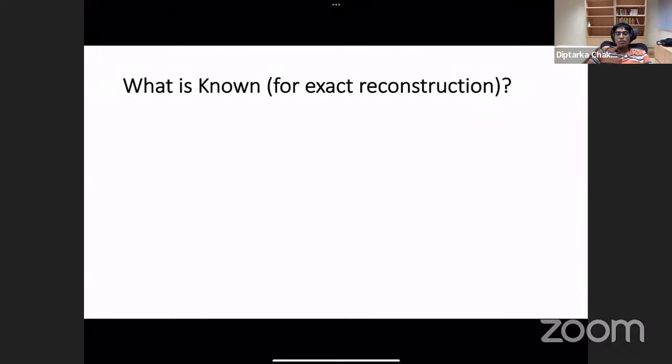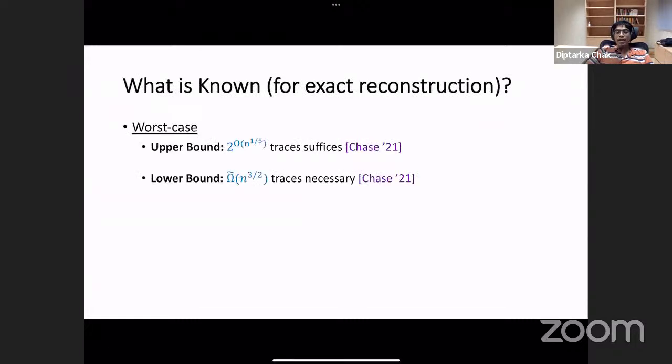Now, what is known? I mentioned that there is already a long line of work on it. All of this work actually considers exact reconstruction, meaning the unknown string is to be reconstructed exactly, not even a single error. For that version, exact reconstruction, the current upper bound for the worst case is exponential: 2 to the n to the 1/5 traces are needed. On the other hand, the lower bound is only polynomial, n to the 3/2. So there is this huge gap.